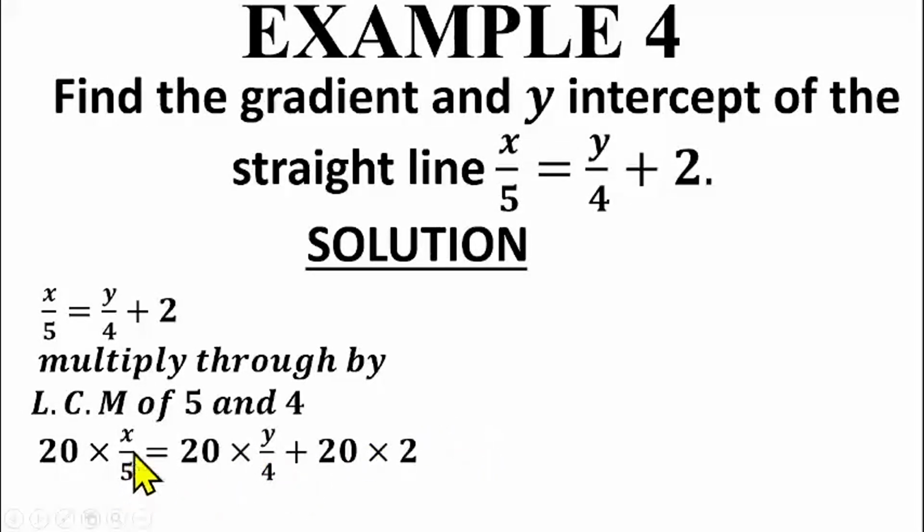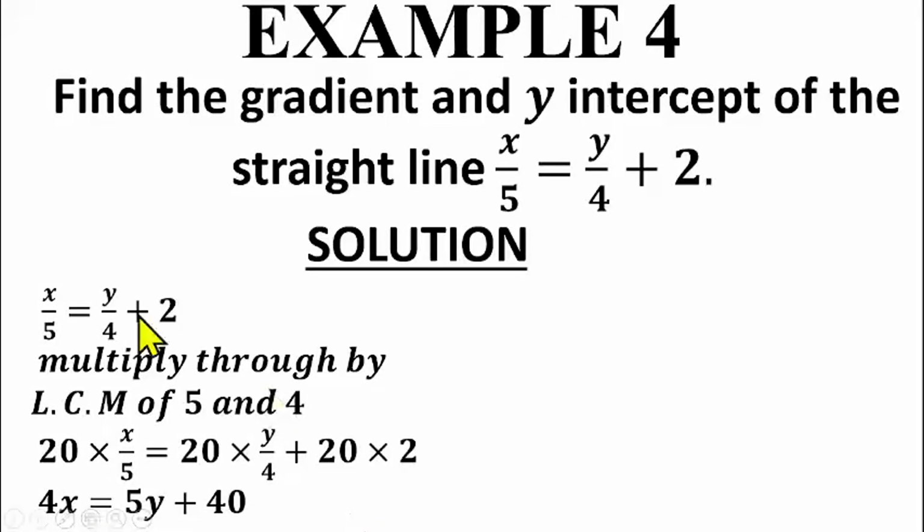So from there, 5 goes into 20 four times, so 4 times x gives us 4x. Equals 4 goes into 20 five times, so 5 times y gives us 5y, plus 20 times 2 is 40. So you can see that we are now back to a simple linear equation. And still, we need to make y the subject of the formula before we can find the gradient and the y-intercept, because we need to make it look like the general equation of a straight line.